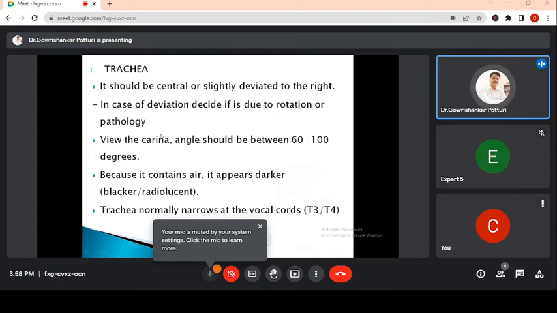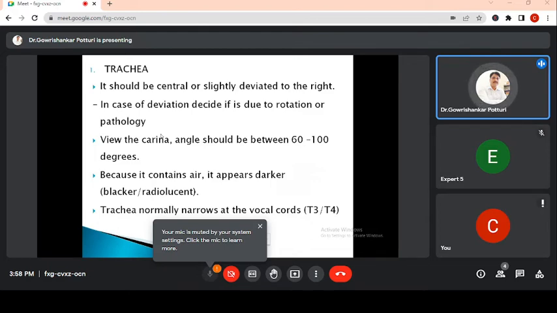As I told you, to check whether the trachea is central or not, check the distance from the spinous process to the medial surface of the clavicle. It should be equidistant, and if you still find some difference from the spinous process, then there is deviation of the trachea.